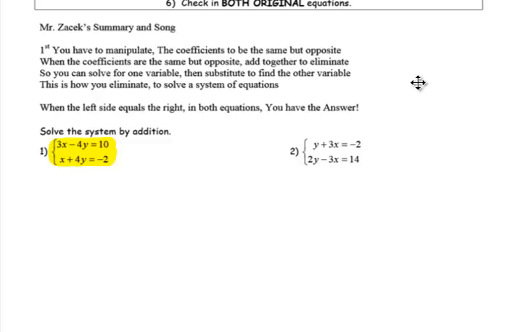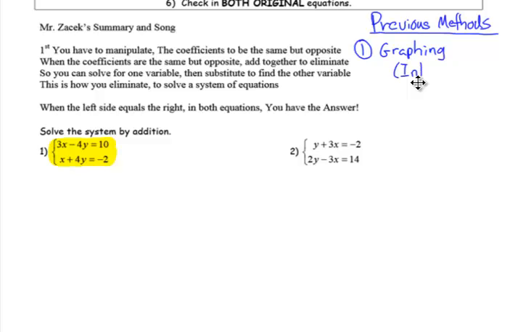Now, the previous methods that we've talked about, or if this is your first introduction to this, other methods, you could label that. Number one is we did graphing, and when we were graphing, we were looking for the point of intersection. And then the second method that we used was substitution. And that's good. Substitution works well when you have an isolated variable. That's a nice setup for using substitution.